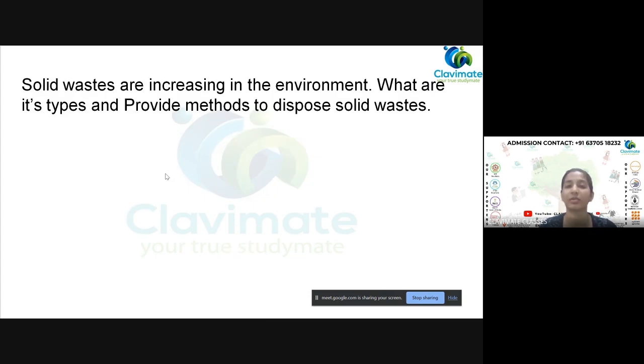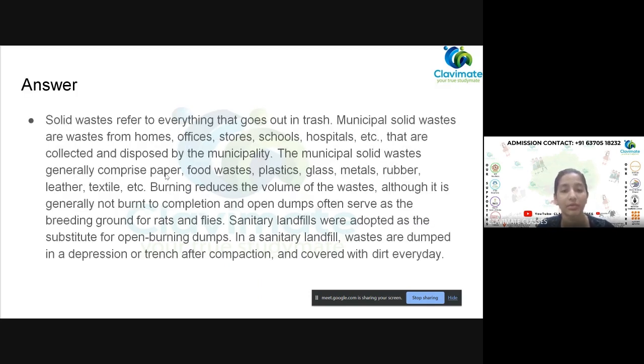Next, solid waste is increasing in the environment. So how should we dispose of the solid waste, and what are the types of solid waste? We can see that there is biodegradable and non-biodegradable solid waste. Biodegradable waste comprises your fruits, peels, leaves, flowers, the things which are actually degradable. Non-biodegradable waste includes paper, leather, metals, rubber, and plastics. Plastics are the most hazardous one.